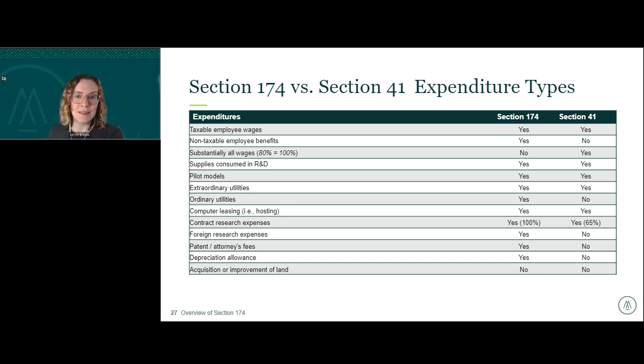Give everyone another moment on this third polling question.